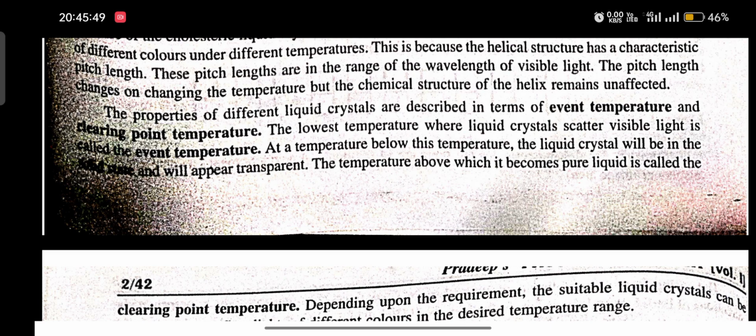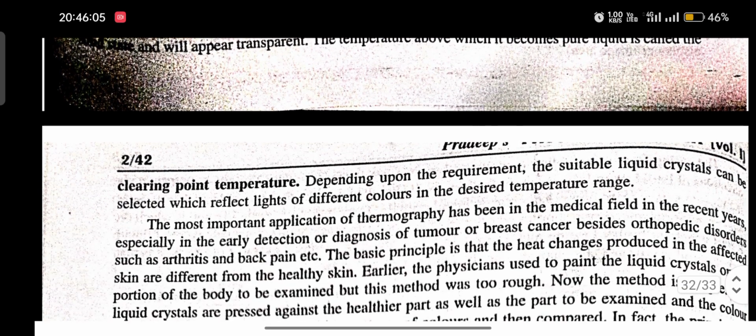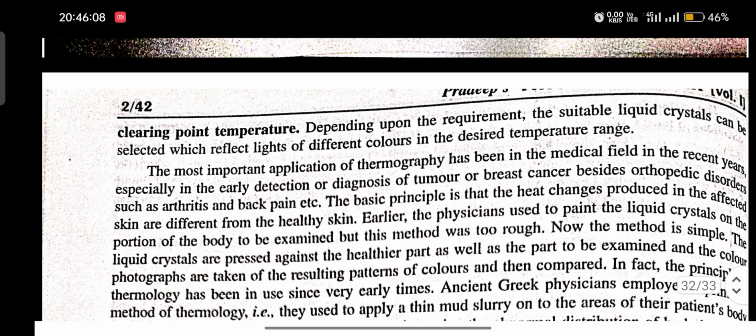The lowest temperature at which the liquid crystal scatters visible light is called the event temperature. At a temperature below this, the liquid crystal will be solid and will appear transparent. The temperature above which it becomes a pure liquid is called the clearing point temperature. Depending upon the requirement, a suitable liquid crystal can be selected which reflects light of different colors in the desired temperature range.